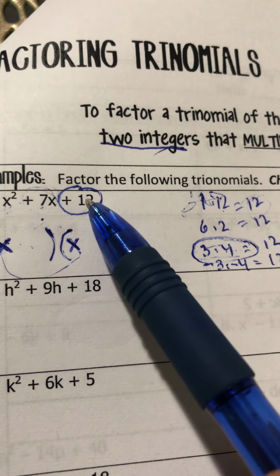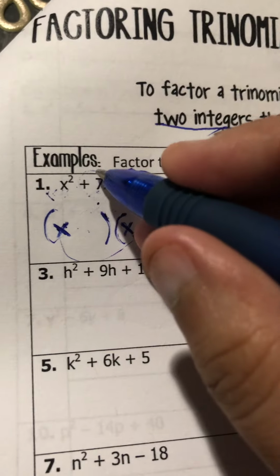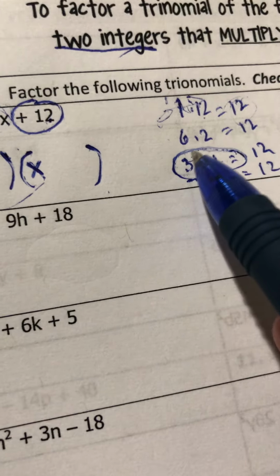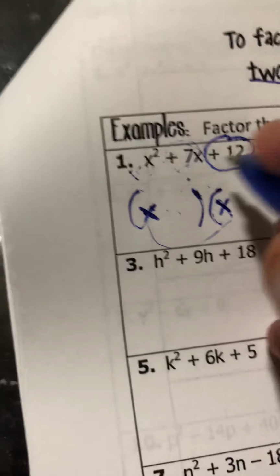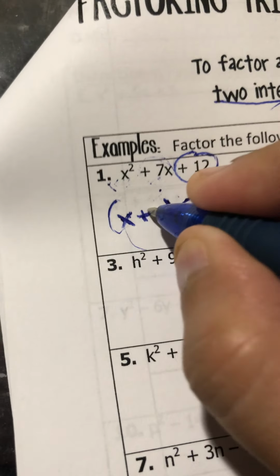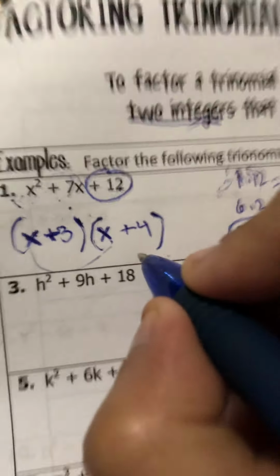When I multiply, I should get positive 12, and when I add, I should get positive 7. So what are those two? Positive 3 and positive 4. Don't forget those signs. So x plus 3 and x plus 4. You can also write x plus 4 and x plus 3, it doesn't make a difference.